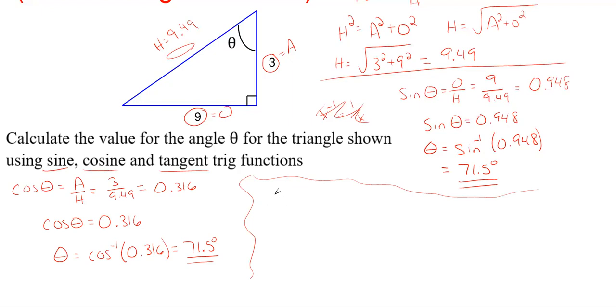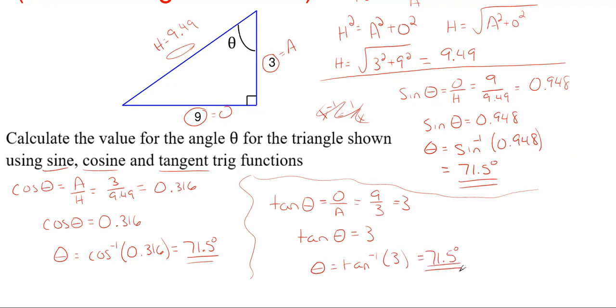Alright, one more to go, which is the tangent of theta, which equals the opposite over adjacent, which is 9 over 3, essentially just 3. So our tangent theta value is 3. Let's see what actual angle gives us this function value of 3. Just like before, we take the inverse function, this time tangent inverse of 3. And that gives us 71.5 degrees.